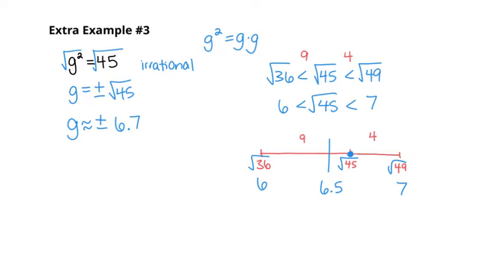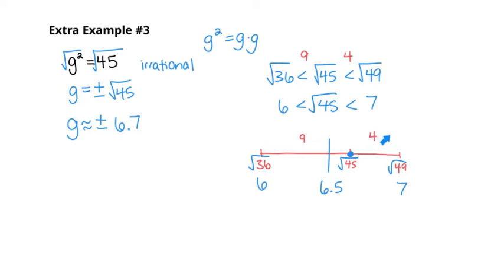And it's also negative 6.7, right? Because of the plus or minus sign, that means we have positive and negative. 6.6 is okay too, but definitely not 6.5 or under. Okay, here's the other way you can do it. You can actually do the way with long division.